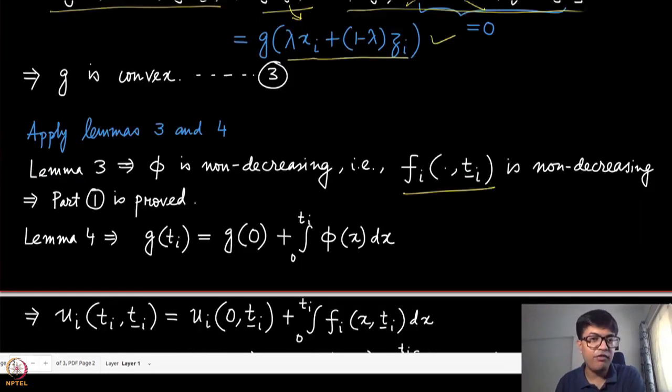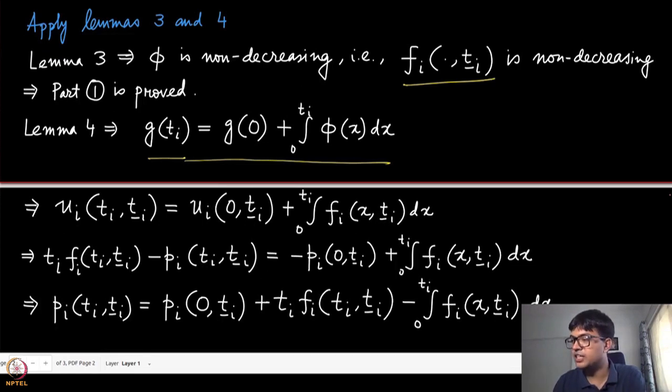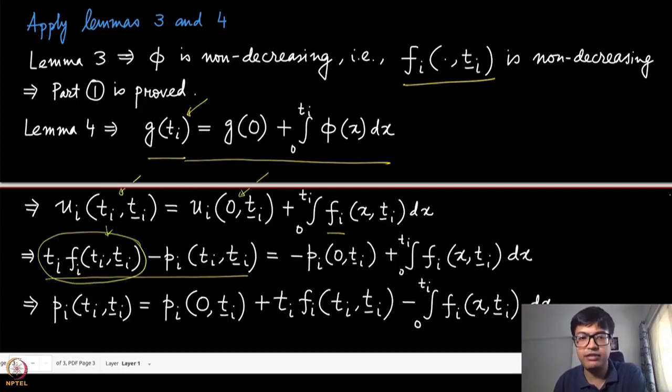And lemma 4 gave some integral formula, and that integral formula is this. We are going to use that to find the payment expression. So what can we do? We can just replace these quantities with their actual values. So we have this utility u_i(0, t_-i) and this fi. The subgradient is the allocation function of agent i. And then we expand it further, because this utility is nothing but the expected valuation for that object, minus the payment that has been made.